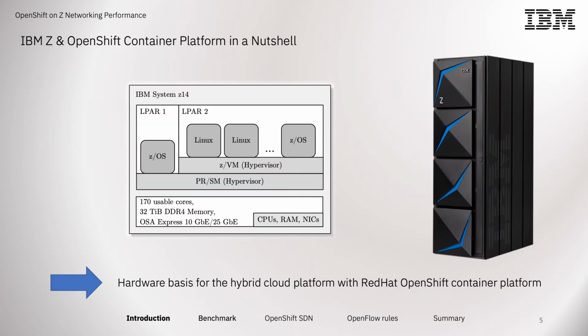As mentioned before, we run OpenShift on the IBM C platform, that's typically known as a mainframe system. Nowadays, it's more and more used as a hybrid cloud platform like we have here, running OpenShift. The IBM System C14 machine we use for this work contains 170 usable cores, 32 terabit of DDR4 memory, and a couple of network cards like the OSA Express 10 or 25 gigabit Ethernet.